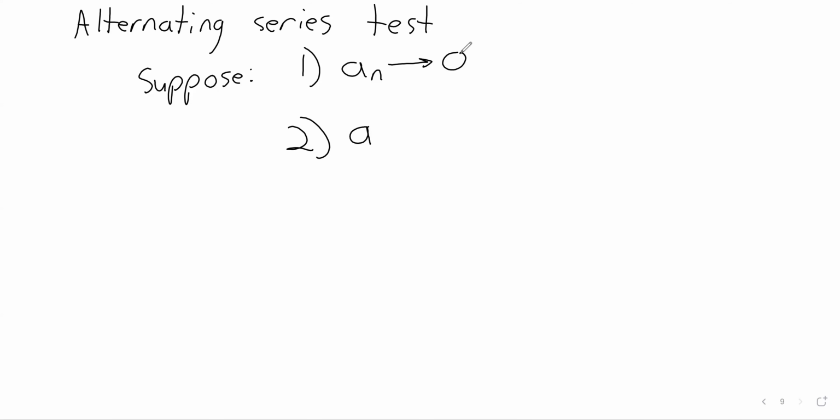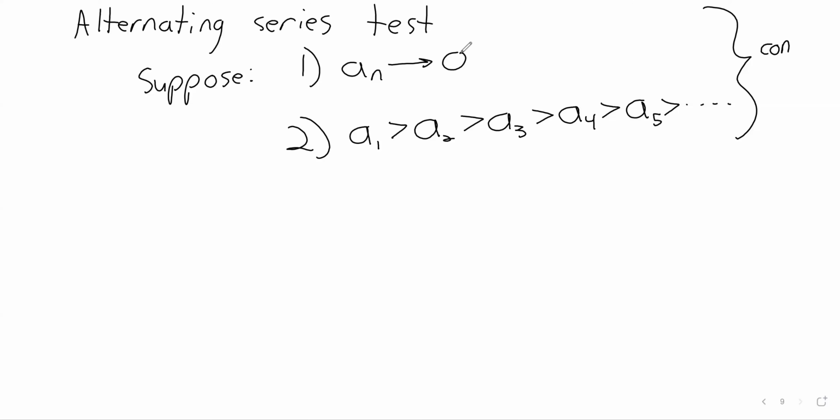Two, these are going to 0 monotonically. This is a condition we've seen before when we had the integral test, but suppose that every term in the series is less than the one before it, then the series converges. So it's frequently quite easy to decide whether alternating series converge or not.